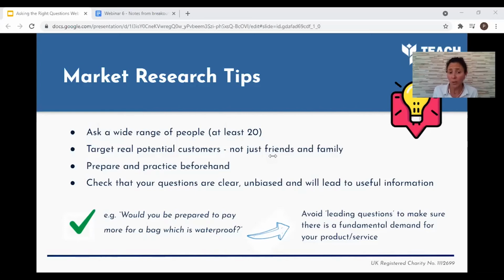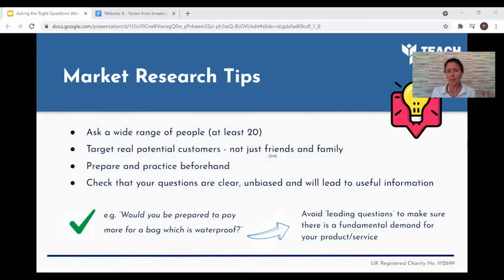So framing your questions in an unbiased way will help you to be sure that there is a fundamental demand for your product or service, that your product or service is actually needed or wanted, before you explore the details, such as color or flavor, or any other detail that you would like to find out about.